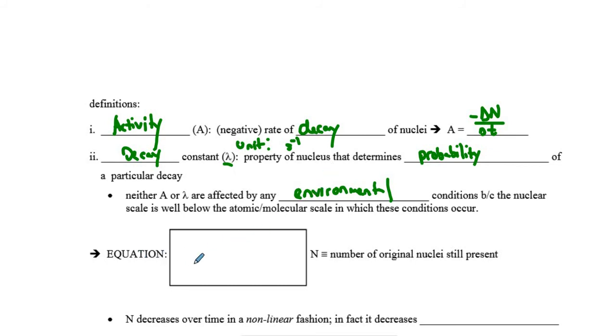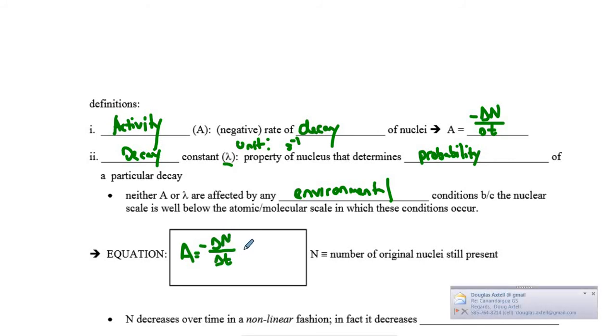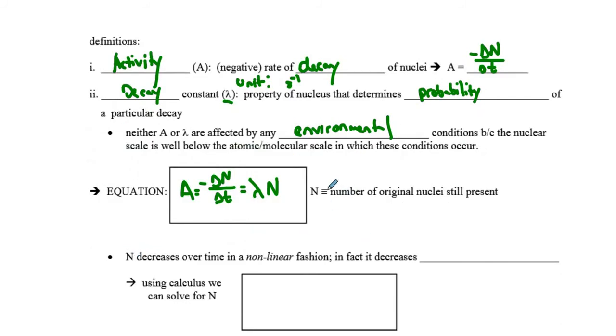All right, so the equation for the activity, as I said, it's defined as the negative change in the number of nucleons over time, the rate of change in the number of nucleons, which is equal to that decay constant times the number of nucleons left. All right, so what we see is that N is the number of the original nuclei still present. Okay, so N decreases over time in a non-linear fashion, and in order to actually see this, we solve for N, and we have to do some integral calculus. But nevertheless, we would see that it decreases exponentially.